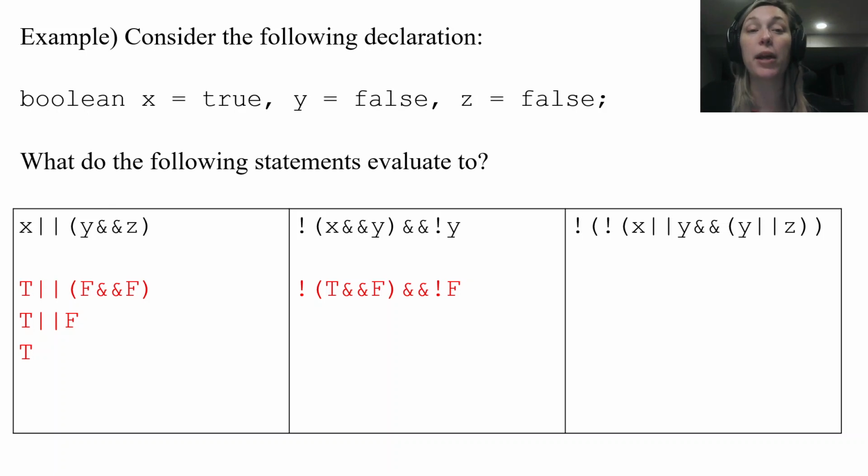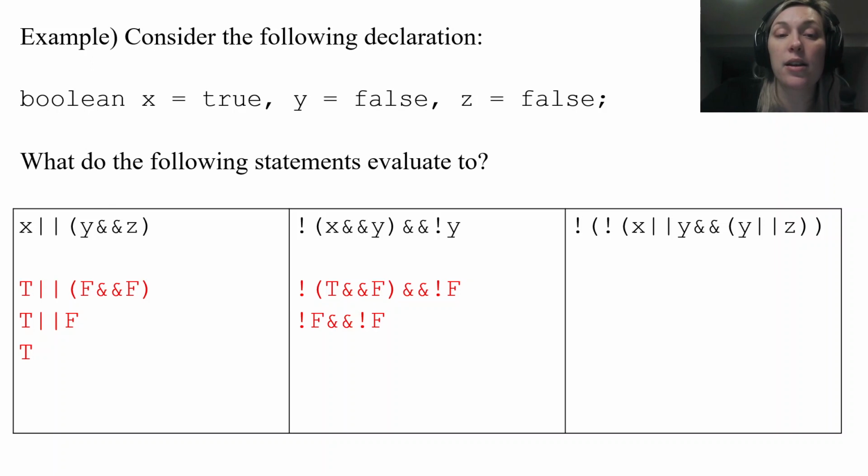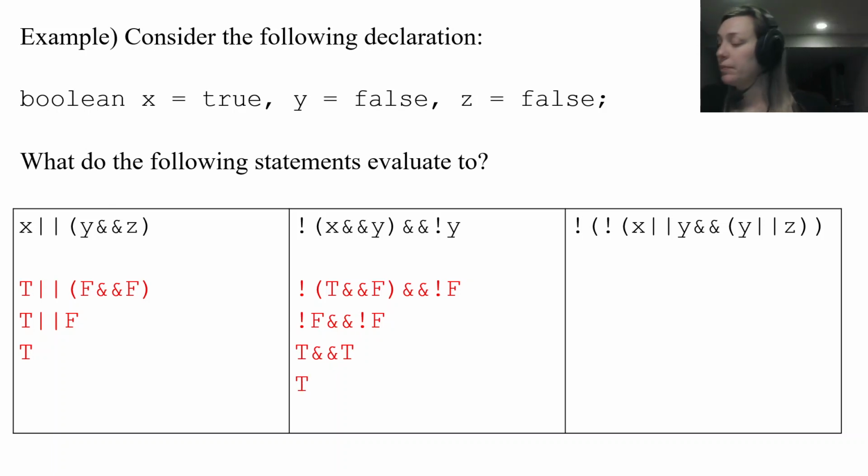Same thing here. I plug in values, true for X, false for Y, and then I evaluate it. So I do my parentheses first. True and false will evaluate to false. Then I do my not operator, which is called a unary operator, but it's your logical not, which switches both of those to true. True and true is going to evaluate to true.